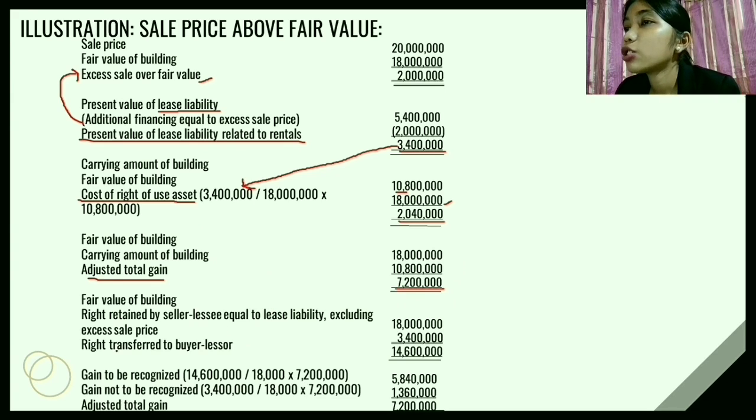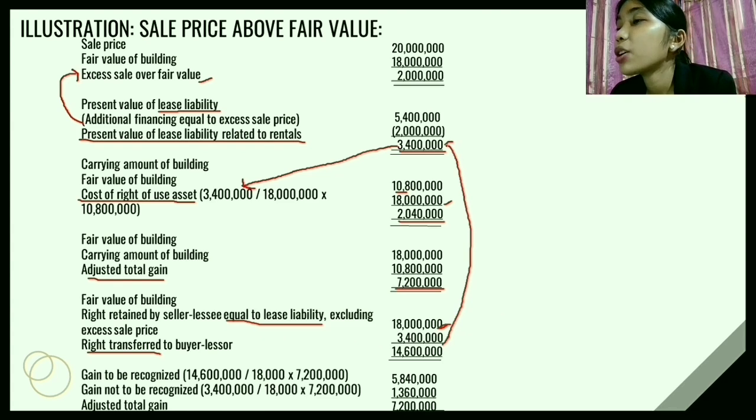So, para naman po makuha natin yung right transfer to buyer-lessor, yung ating fair value ng ating building is 18 million, ililess po natin yung ating right returned by the seller-lessee equal to lease liability, excluding excess sale price po natin. Makukuha po natin yung right transfer to buyer-lessor na 14,600,000 pesos.